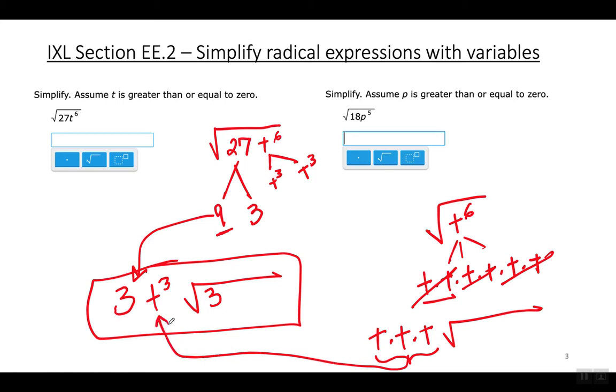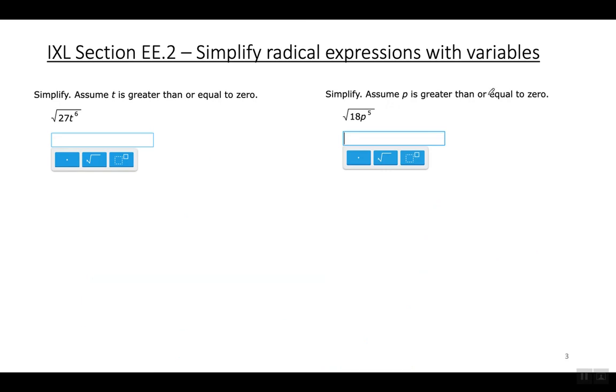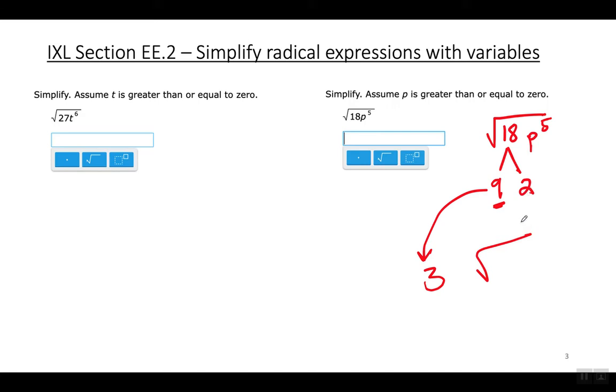All right, moving on to the next one. 3 times the square root of 18p to the 5th power. So the 18, break it up into 9 times 2. The square root of 9 is 3. And this 2, I can't do anything with it, so it stays underneath the radical sign.